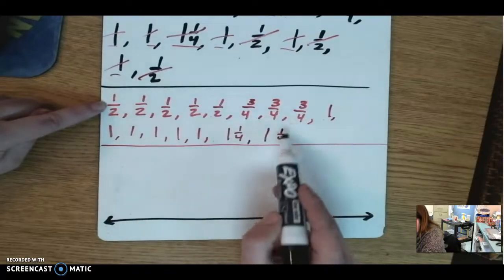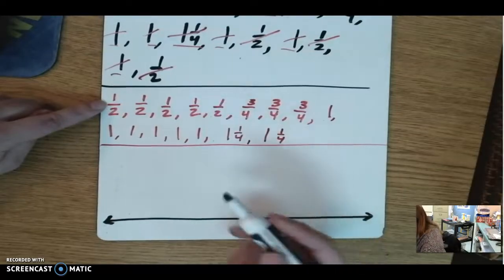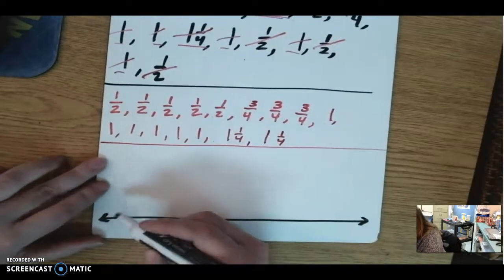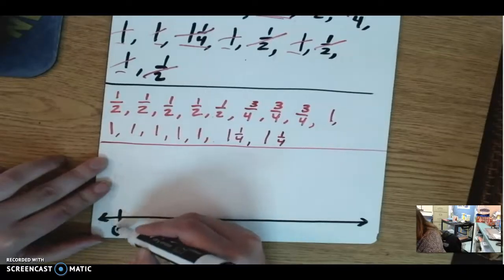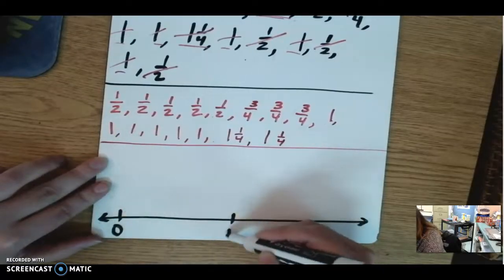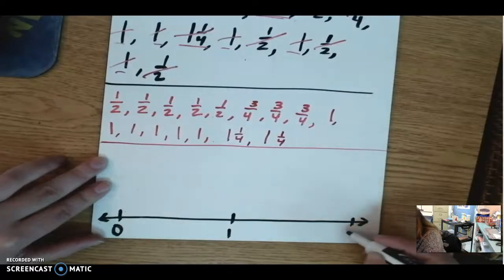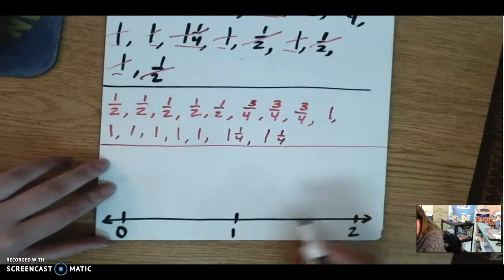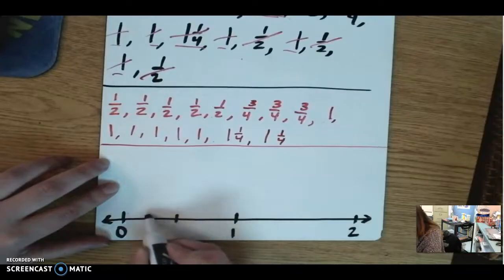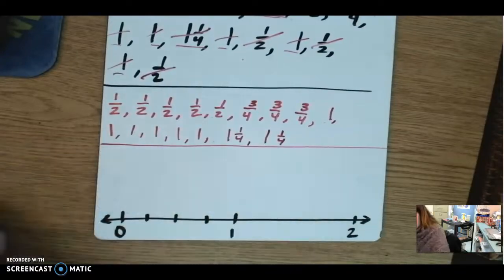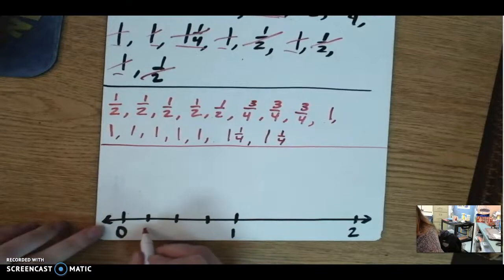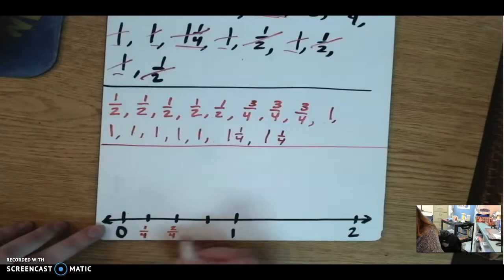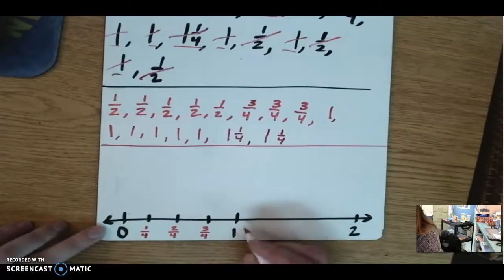Most of my numbers have 4 in the denominator. So I'm going to be separating this into groups of 4. So if I started here at 0 and put a 1 right here and put a 2 right here, if I break these into fourths, right, what would this be? This is 1/4. This is 2/4. This is 3/4. And this one is 4/4.